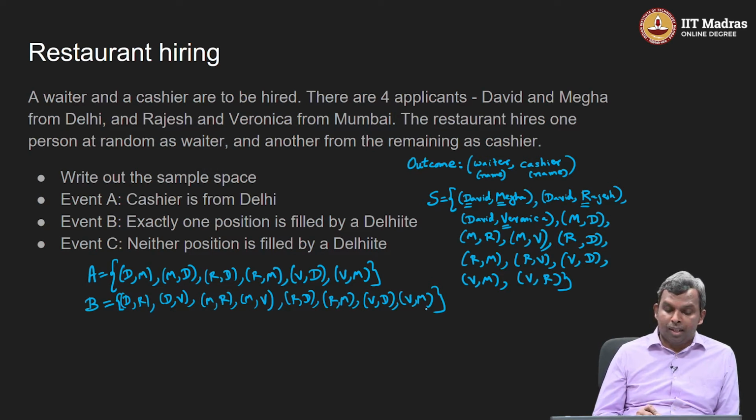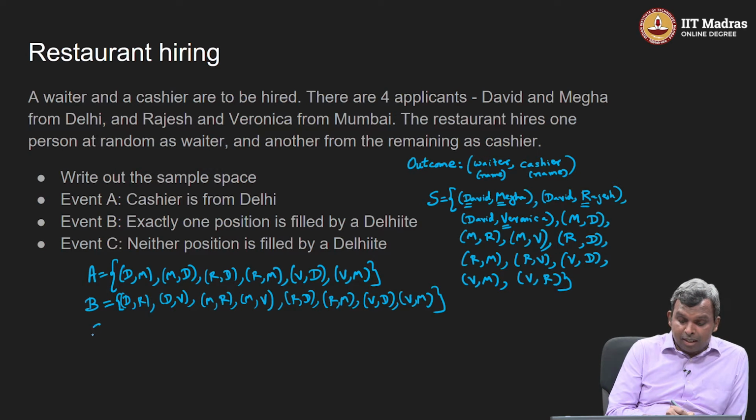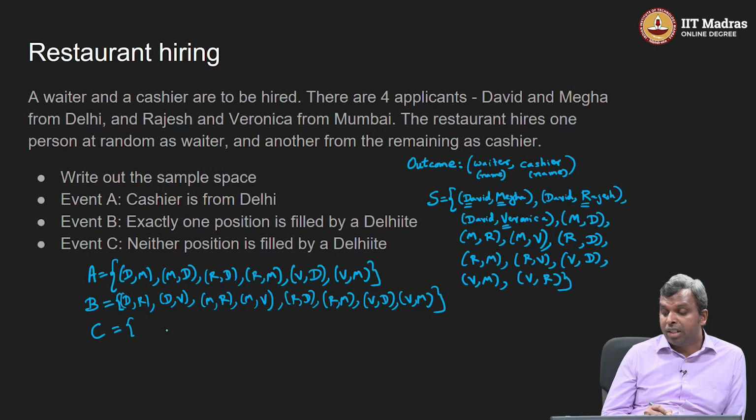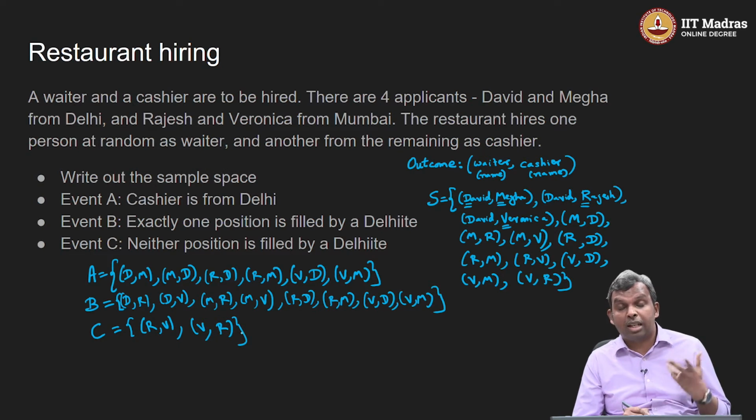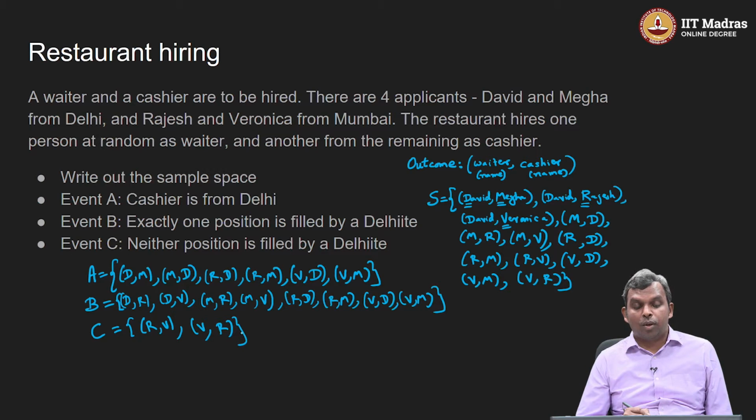Okay. Event C is neither position is filled by a Delhiite. So, neither David nor Megha should appear anywhere. Okay. So, you can have R comma V or V comma R, right, that is C. Okay. Both have to be either Rajesh or Veronica.